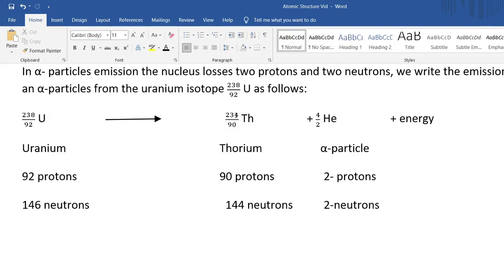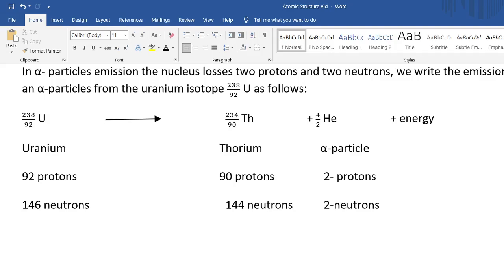For example, if you're looking at your mass numbers, 4 plus 234 would be equal to 238. 2 plus 90 is equal to 92. So this is showing what happens to an element when it loses an alpha particle. We call this uranium, U, the parent, and Th we will call our daughter. When it gives off radiation, it is the parent, and what is produced is called the daughter. Some energy will also be given off. So that's for alpha particle.